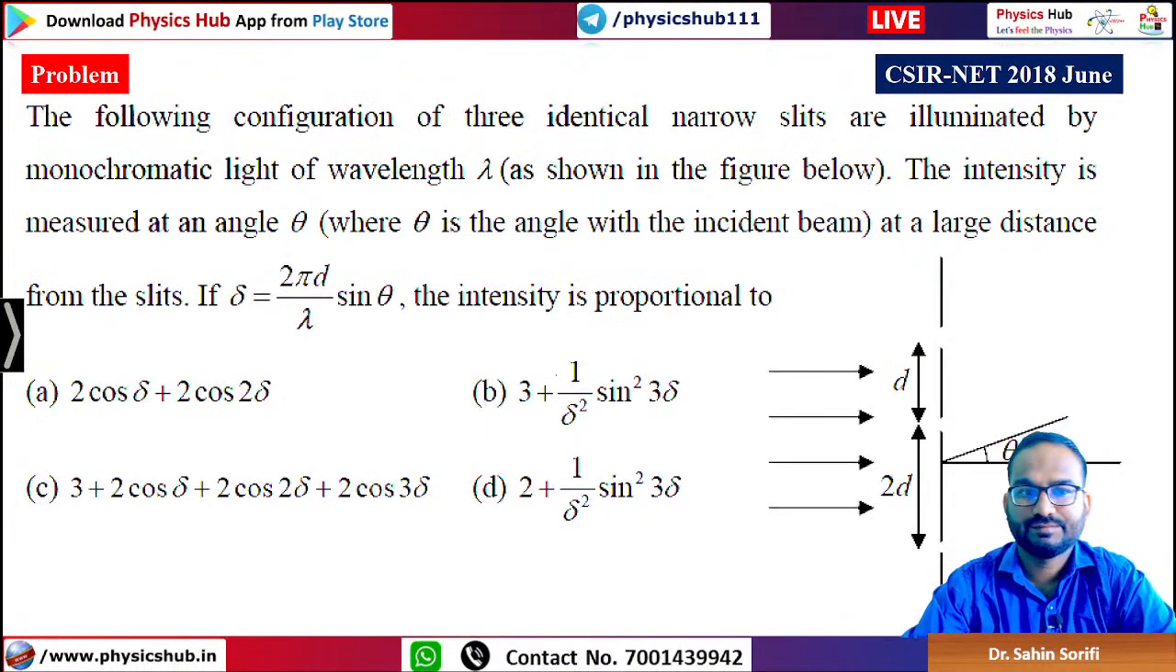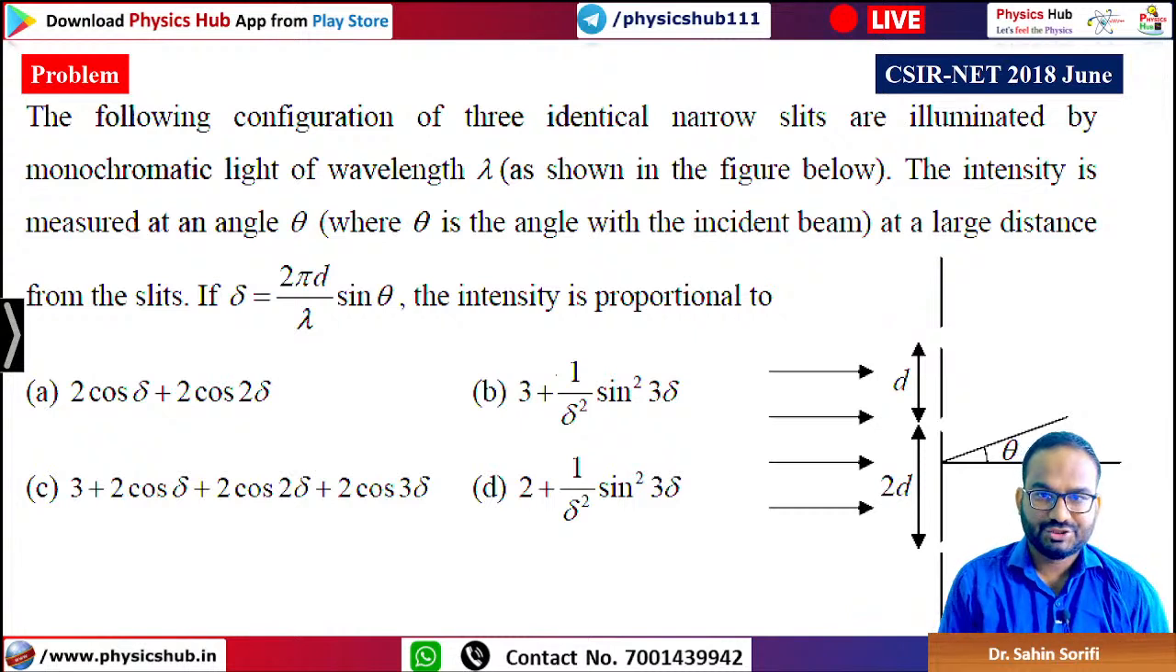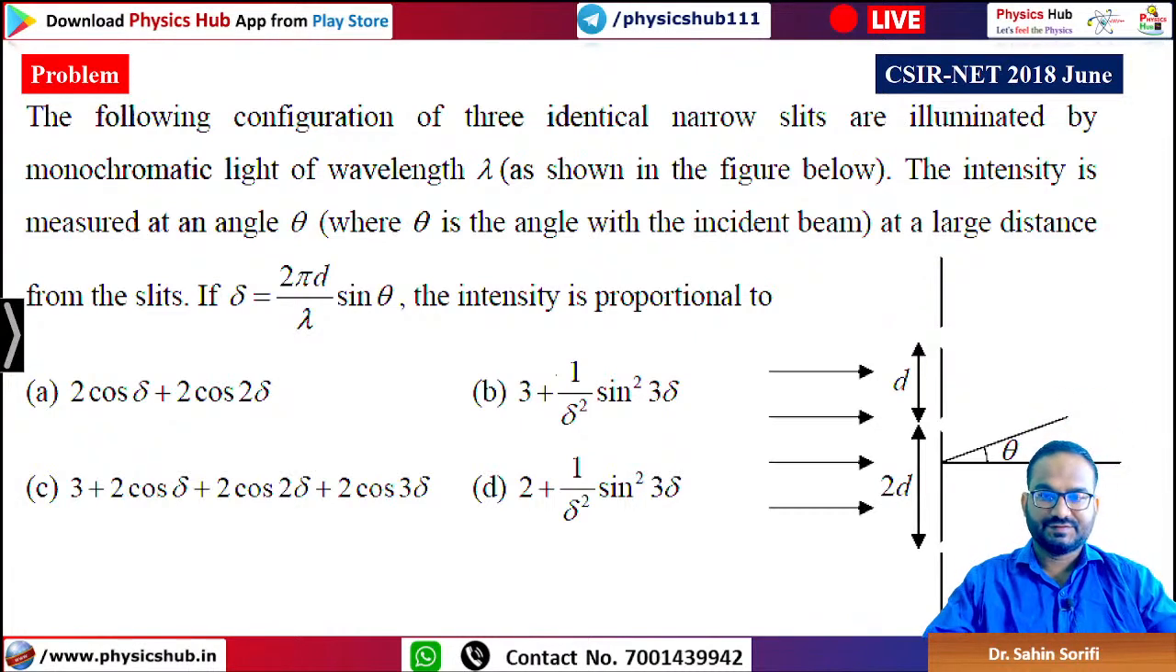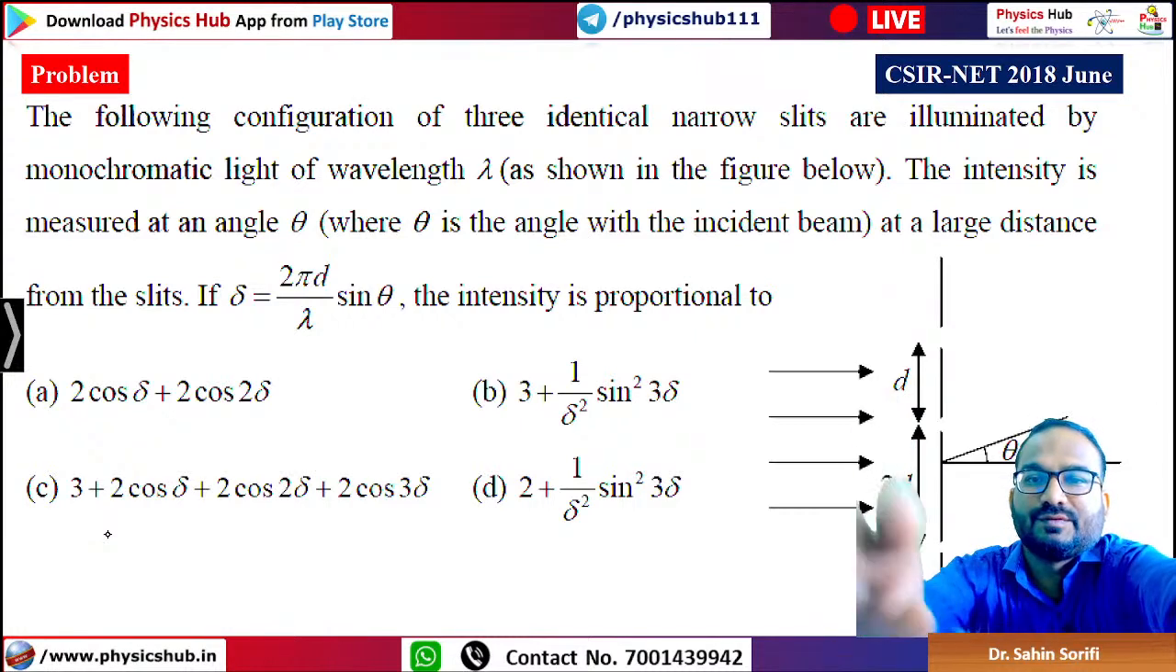Let's give it a try to this problem. This came in 2018 June. The following configuration of 3 identical narrow slits are illuminated by a monochromatic light of wavelength lambda, as shown in the figure below. The intensity is measured at an angle theta, where theta is the angle with the incident beam at a large distance from the slit. So at a large distance from the slit, you can take that all the waves are going in the same direction. If delta is equal to 2 pi by lambda into d sin theta, the intensity is proportional to. How are you going to do this problem?